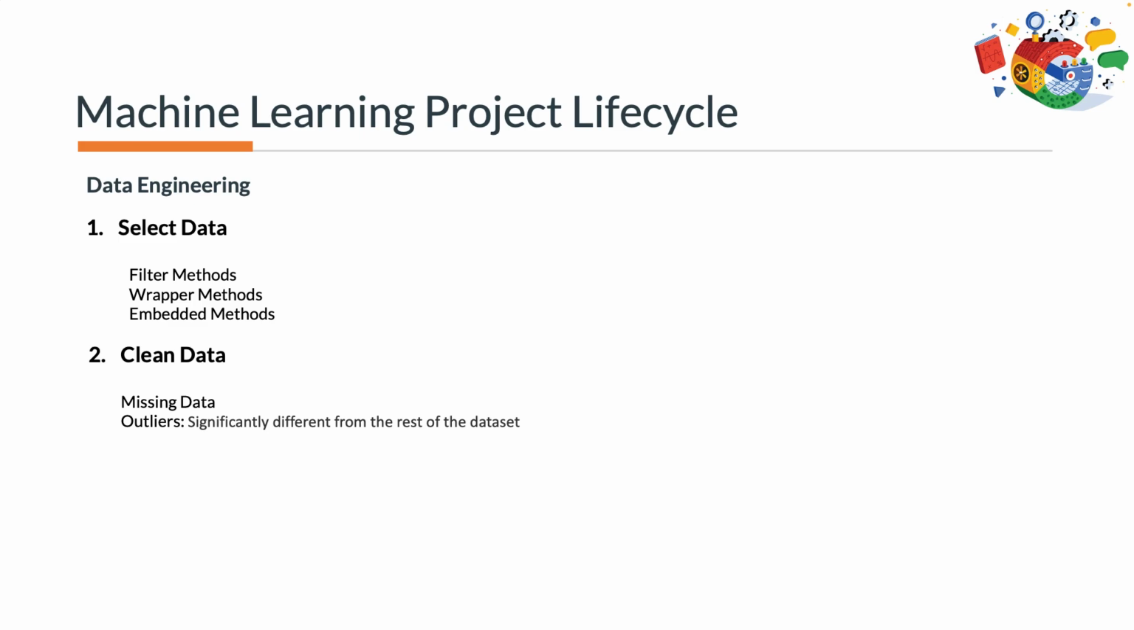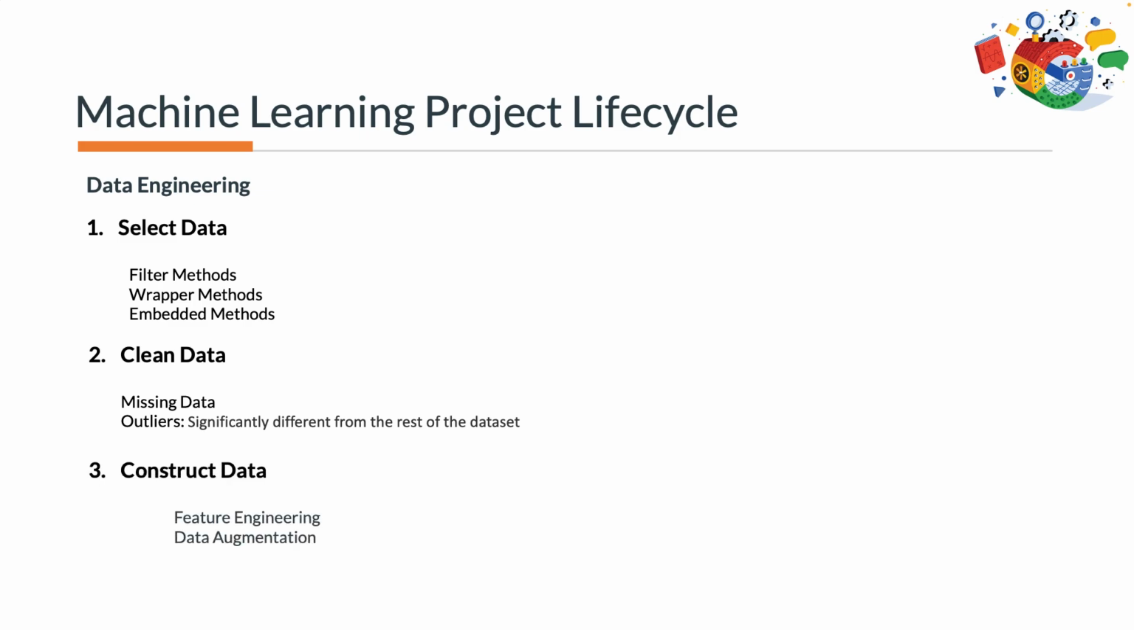The next task is cleaning data. The data might have missing data or outliers. Missing data can be, for example, attributes that are null. A data specialist can understand why some data is missing and take them out or fix the missing data. Outliers are data points that are significantly different from the rest of the data set. Again, a data specialist can understand why some outliers exist and either take them out or fix them.